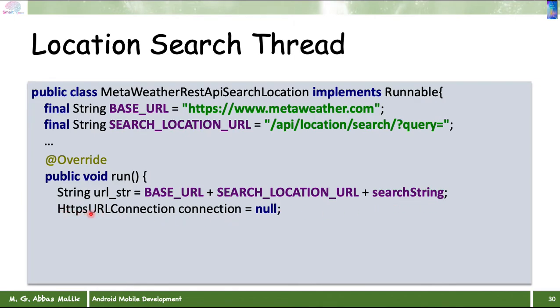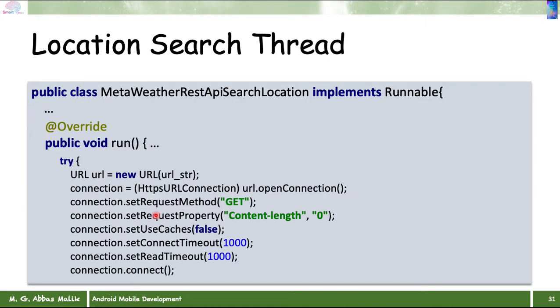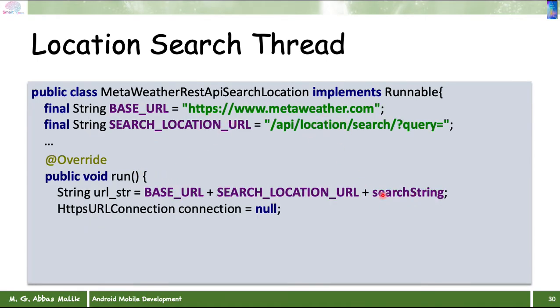And then here we are saying that HTTPS URL connection is equal to null. So it's an HTTPS URL connection type object, and in the beginning we are saying it is null. And now we are going to try that particular thing. We are trying to convert that string, this HTTPS slash all search strings and those specific strings concatenated together.